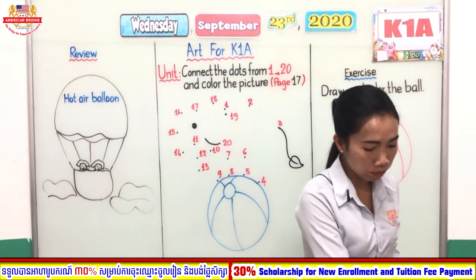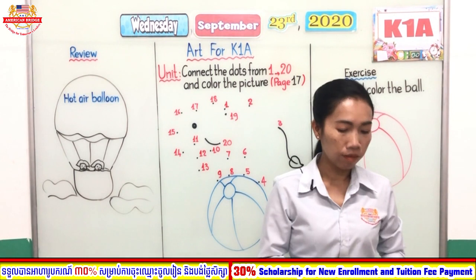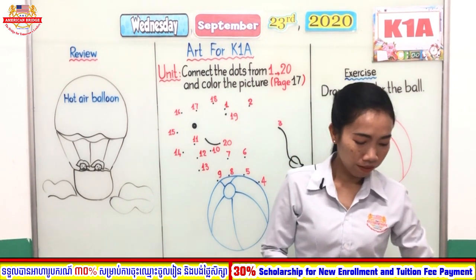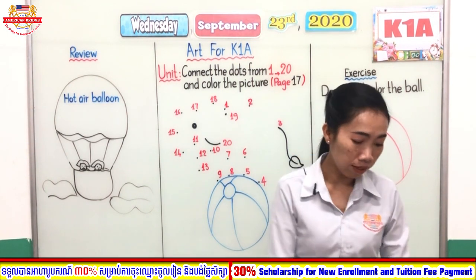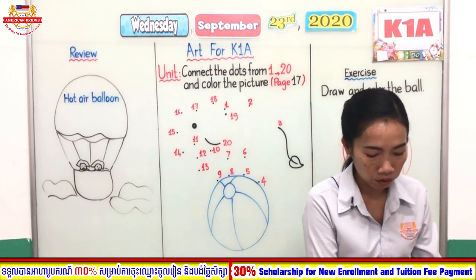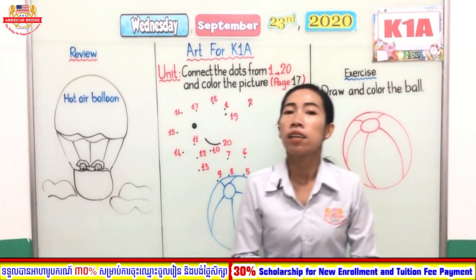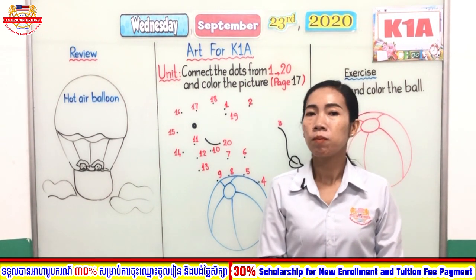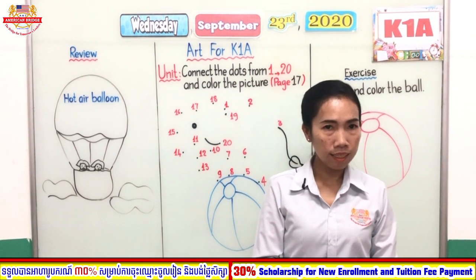Another material you should have is a color pencil or crayon, a pencil, and a notebook. Okay, eraser, keep it on the table. And then, who can answer my question? What did you learn already about Art for K1A on page 16?